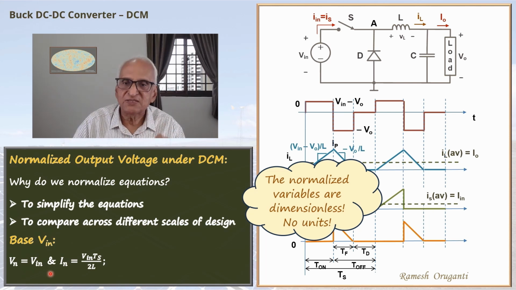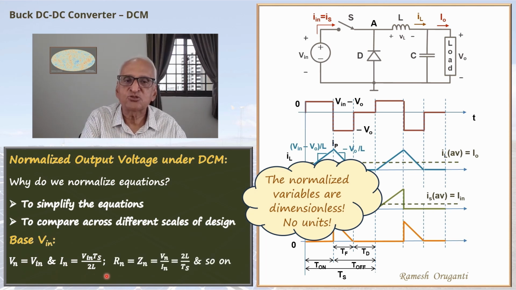Normalization has to be consistent. The normalization factor for resistance or impedance cannot be arbitrarily chosen. It has to be Vn by In, that is 2L by Ts. Likewise, if you are having power normalization, that should be Vn times In. Notice that the base current In, V in Ts by 2L, the unit is amperes. You may check it out.